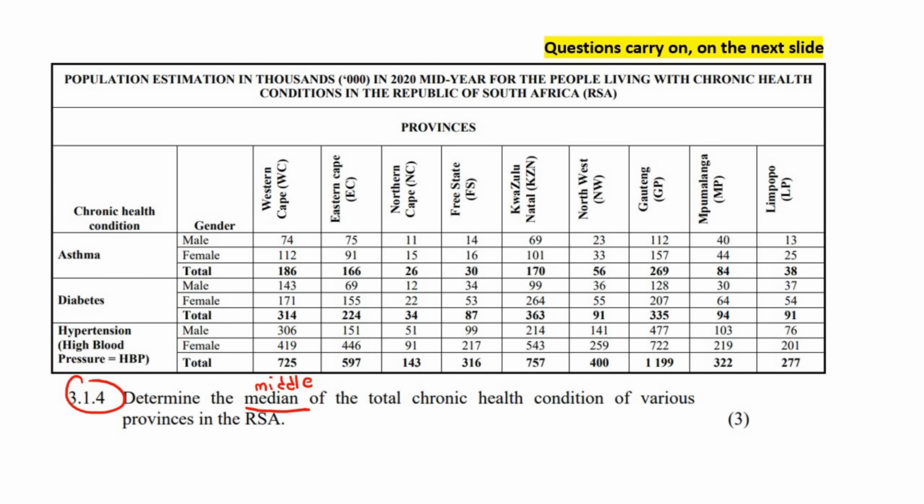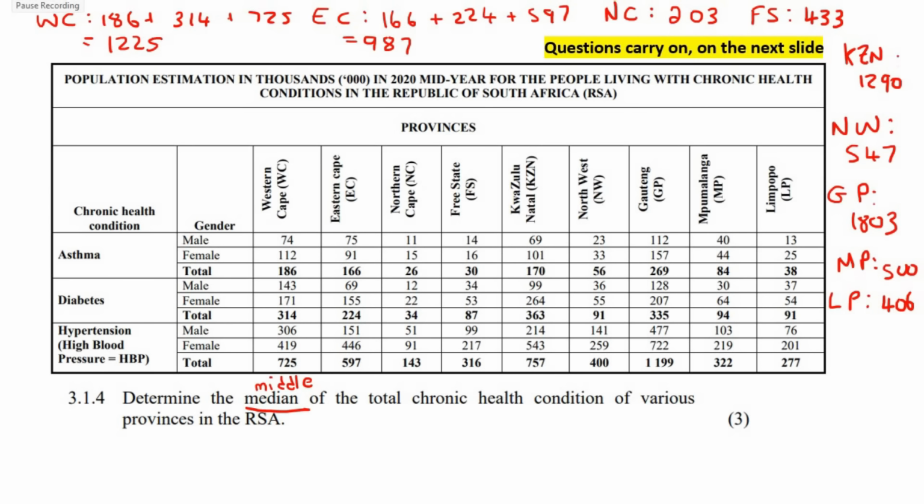So for the Western Cape, I'm going to write it up here. For the Western Cape, you are going to add the total asthma plus the total diabetes plus the total high blood pressure. So you're going to say 186 plus 314 plus 725, and that is 1225. Now obviously it's 1225,000, but let's just leave it like that for now. Because remember, to get the median, you have to first arrange all the values from smallest to largest. But we need to first get all of these values. Okay, it's quite a long question. The Eastern Cape, let's do that one next. So you would just repeat, okay? You're going to add up all of these values.